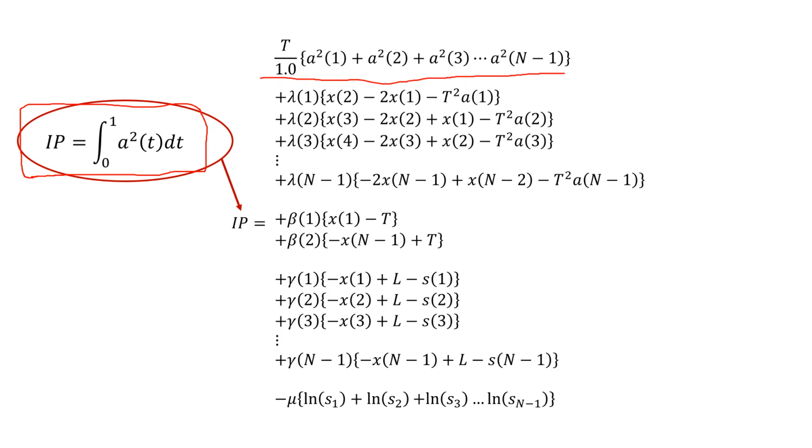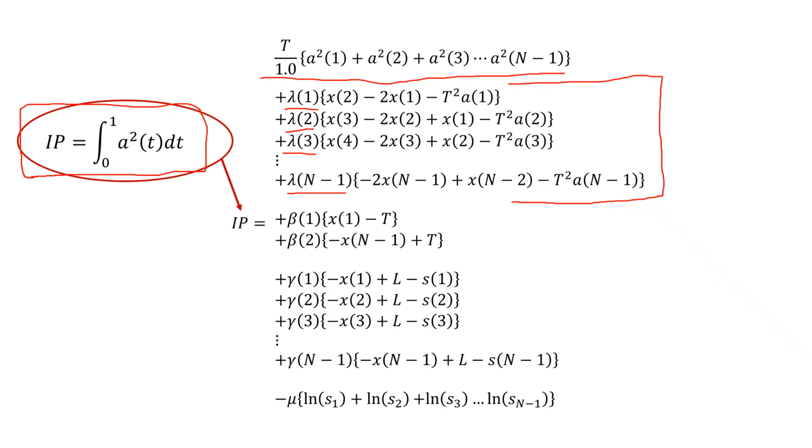First, the dynamics. The dynamics were represented by a set of difference equations, which can be solved for 0. And each of these can be multiplied by a Lagrange multiplier, and then they can be added to this representation of the IP. So this set of terms is associated with the dynamics.